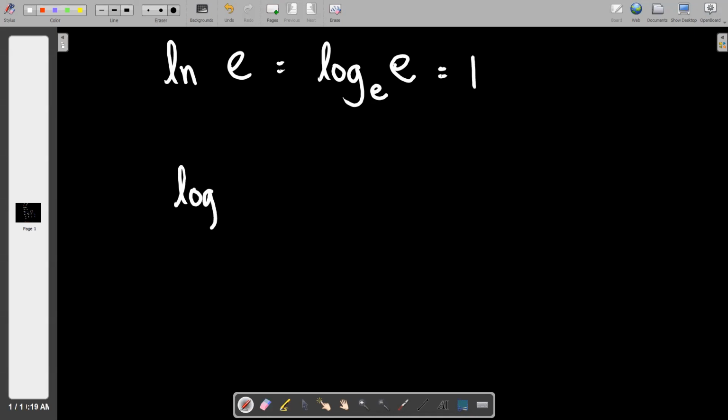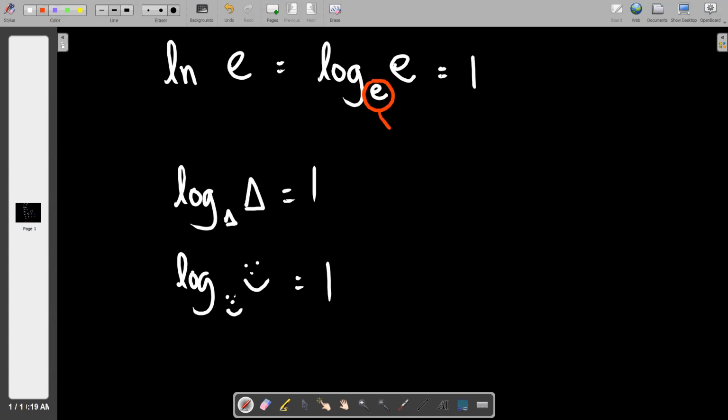If I asked you, what's log base triangle of triangle, what's the answer? 1. If I said, what's log base happy face of happy face, what's the answer? It's 1. The ridiculous nature of these questions is that I'm asking you, what power do I have to raise E up to get it to become E? And the answer is, of course, 1. If the base and the argument of a log are the same, then the logarithm has to be 1, right? I could put log base Kleenex of Kleenex, and the answer is 1, right?